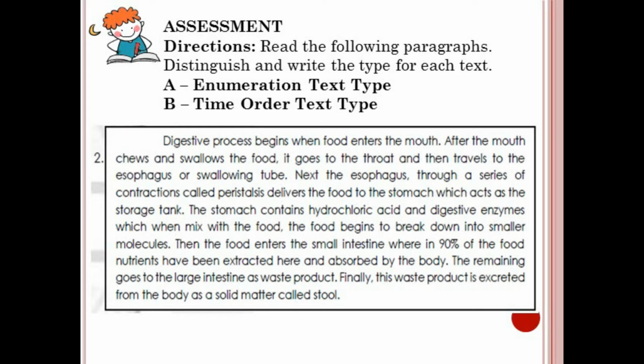molecule. Then the food enters the small intestine, wherein 90% of the food nutrients have been extracted here and absorbed by the body. The remaining goes to the large intestine as waste product. Finally, this waste product is excreted from the body as a solid matter called stool. Okay, answer this.